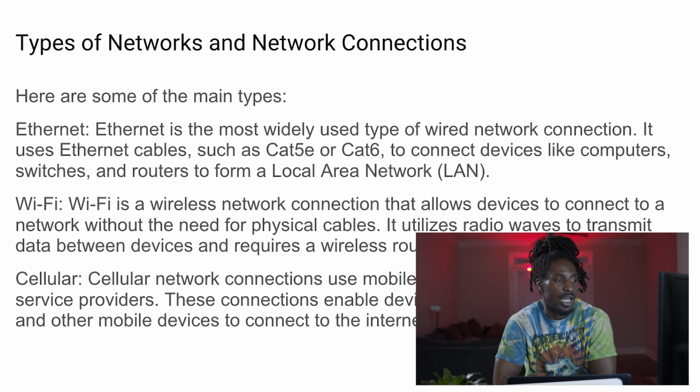Wi-Fi is a wireless network connection that allows devices to connect to a network without the need for physical cables. It utilizes radio signals to transmit data between devices and requires a wireless router or access point. We covered Wi-Fi in the last section a little bit as a connection type, and everybody is pretty familiar with it. But we will go a little bit more in depth as we get through this course.